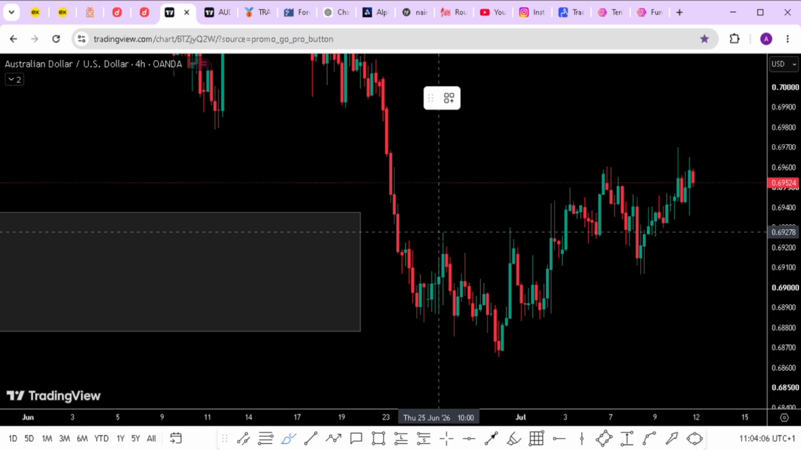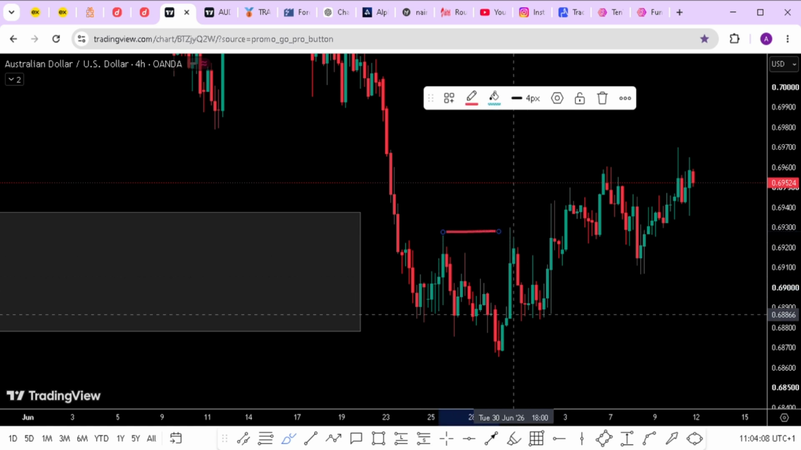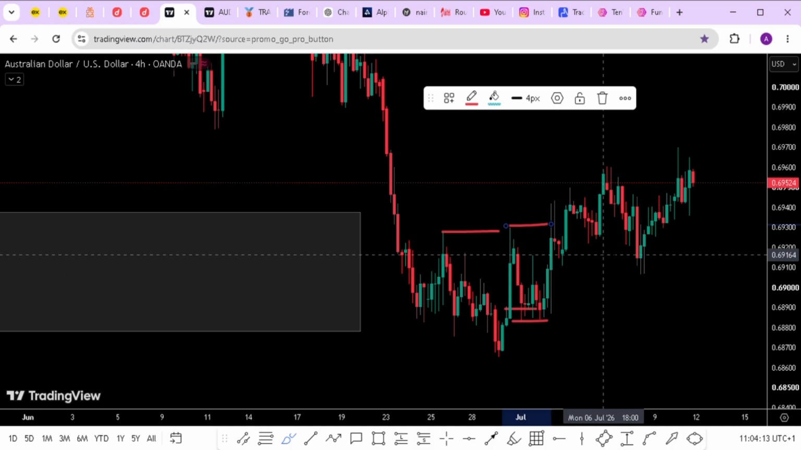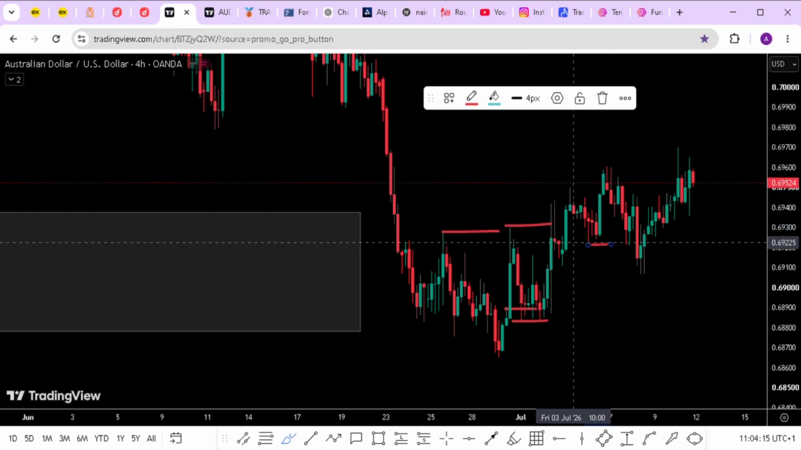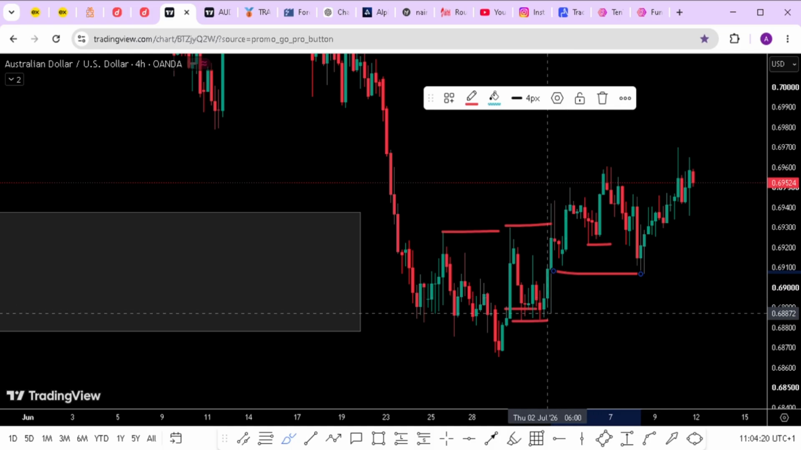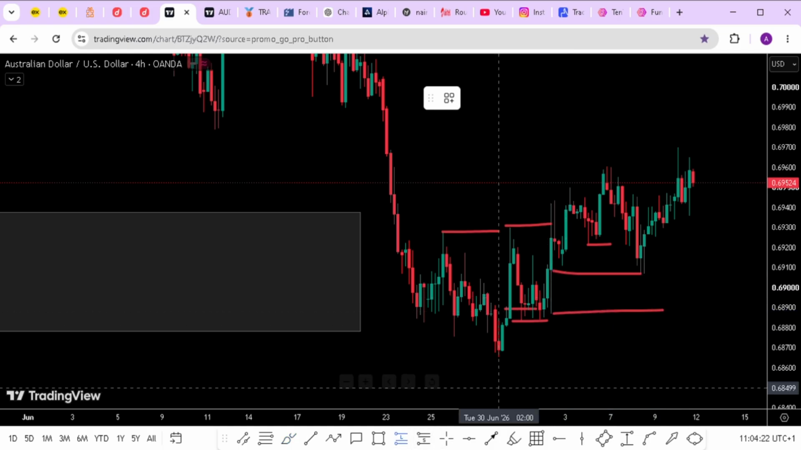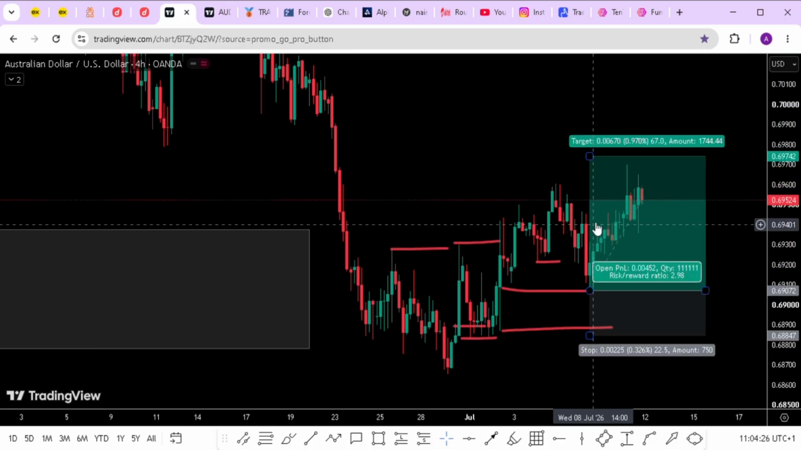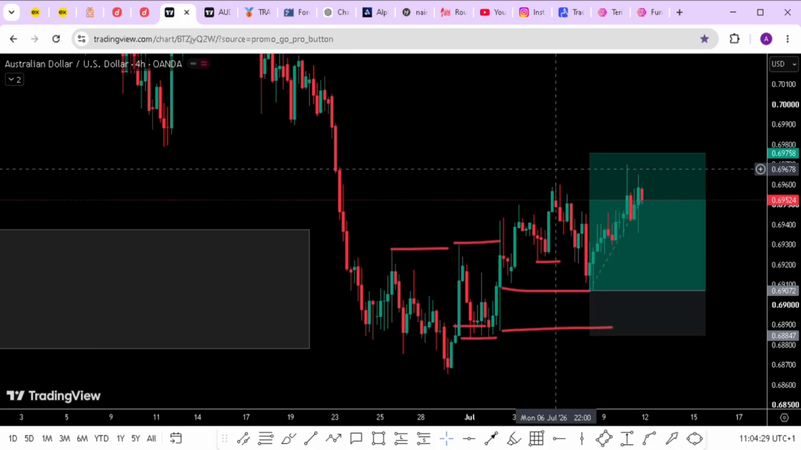This will be a change of character for me. Then I know the 1 hour will give you an entry from here. Then you have a break of structure, inducement. This is the first inducement, this is the second inducement, and you can have an entry here. So if I'm to take a trade, this is going to be the exact entry that I will position for, and probably target 1 to 3.